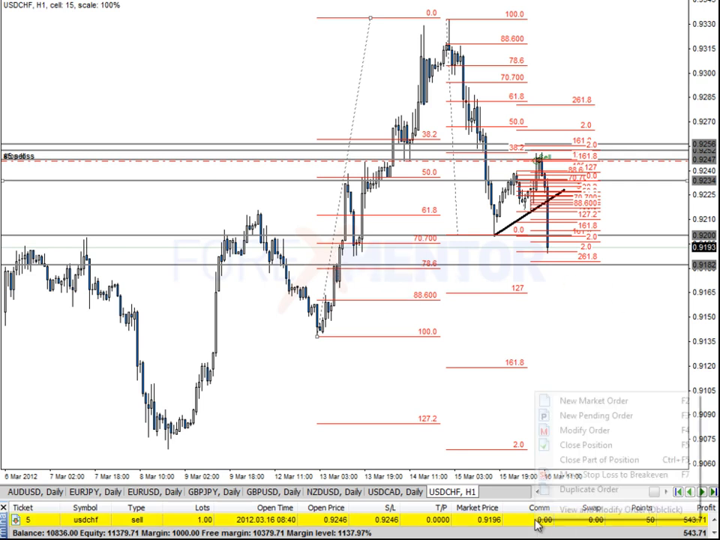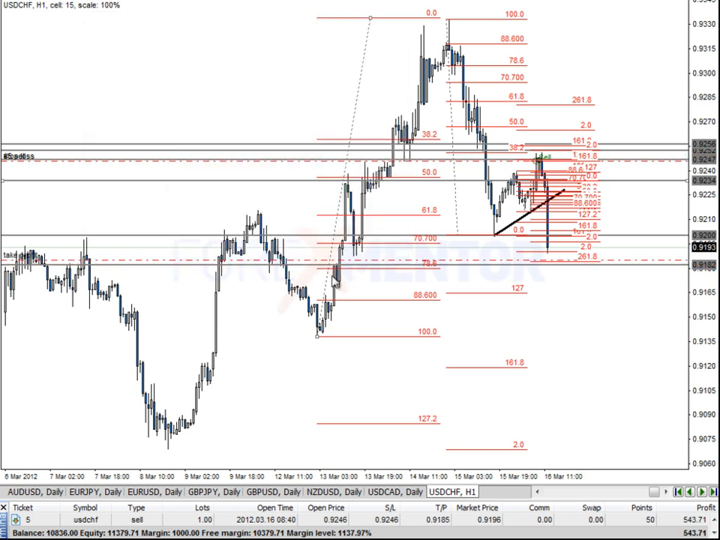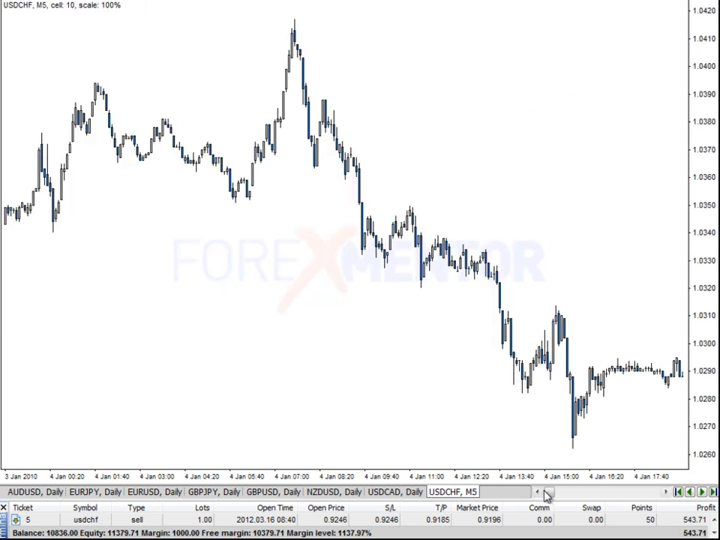So I'm going to just modify this and look to take some profits there at 0.9182 area, and I want to add the spread. We've got a spread of 3 pips, so I'm on 85. Okay, you're going to likely have some orders stacked up around this area here. Just have a look at that 5 minute chart now.